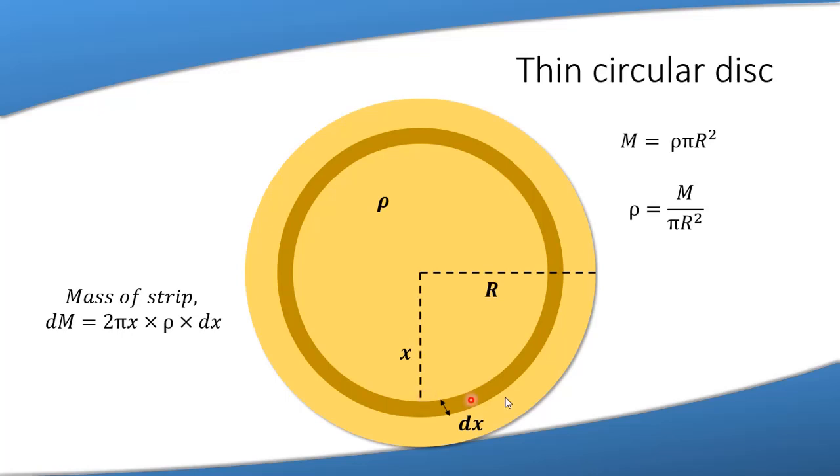This will be the circumference of this circle multiplied by its thickness. We know that it is at a distance x. So, the circumference of a circle whose radius is x is 2 pi into x. The circumference of this circle multiplied by this thickness dx will give you the area of this shaded portion. Therefore, the mass will be equal to area into the mass density. So, we have here 2 pi x, which is circumference, dx, which is the thickness, and rho, which is the mass density. Therefore, the mass of the strip is 2 pi x rho into dx.